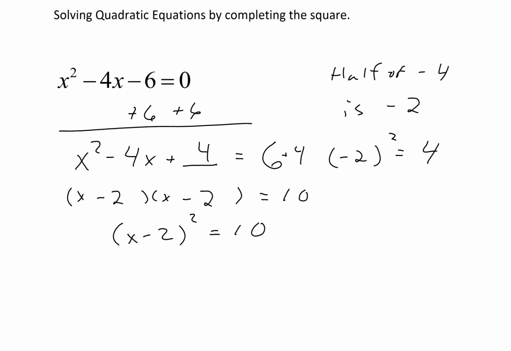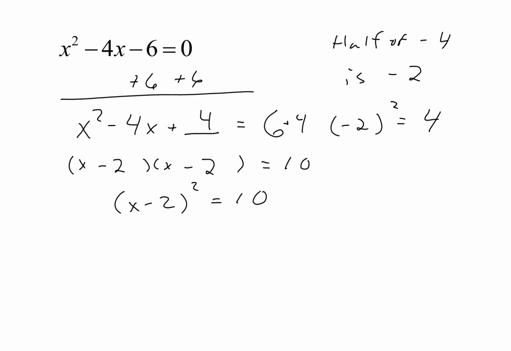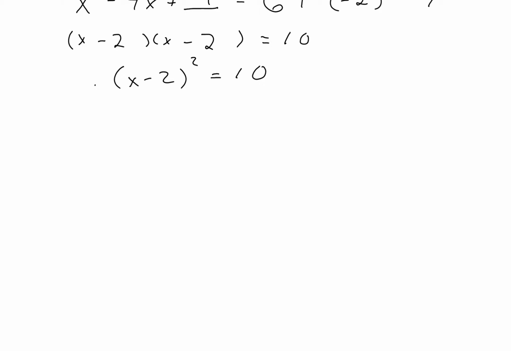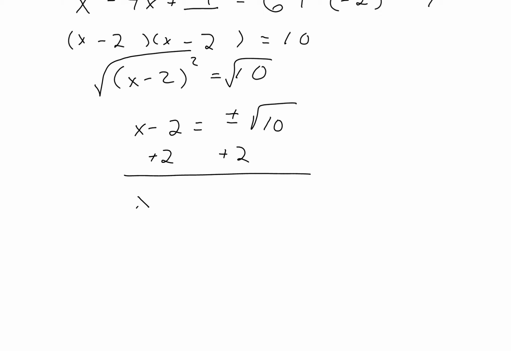Now what I can do is what I did in the last section. I can take the square root of each side. So the square root of that, and the square root of that. And the square root and the square cancel out, so I'm left with x minus 2 on the left. And I have plus or minus the square root of 10 on this side. Add 2 to each side. And your final answer for x is 2 plus or minus the square root of 10.